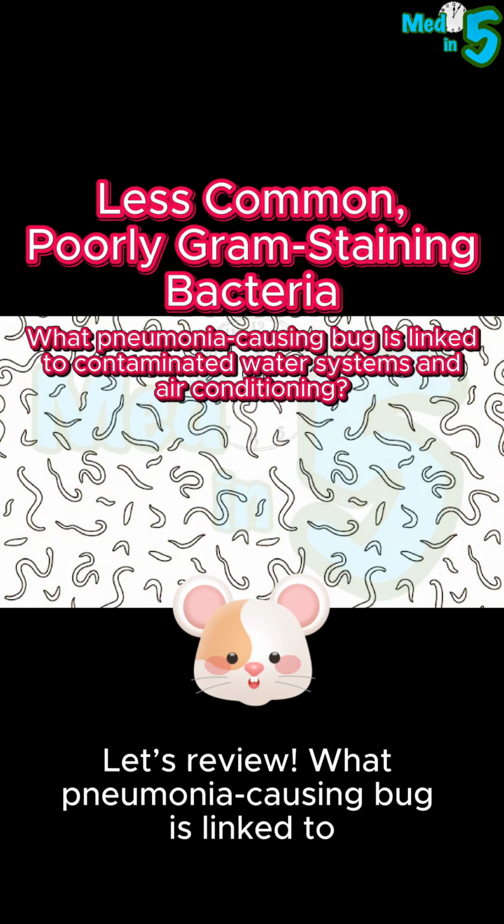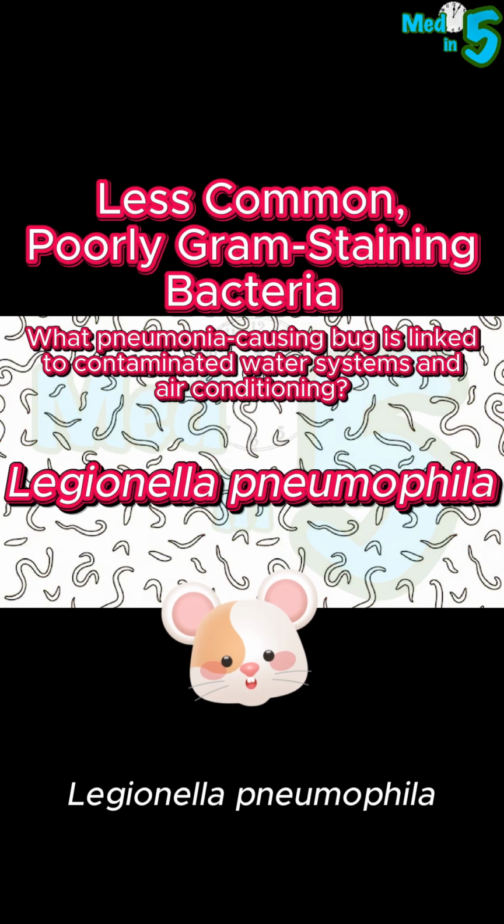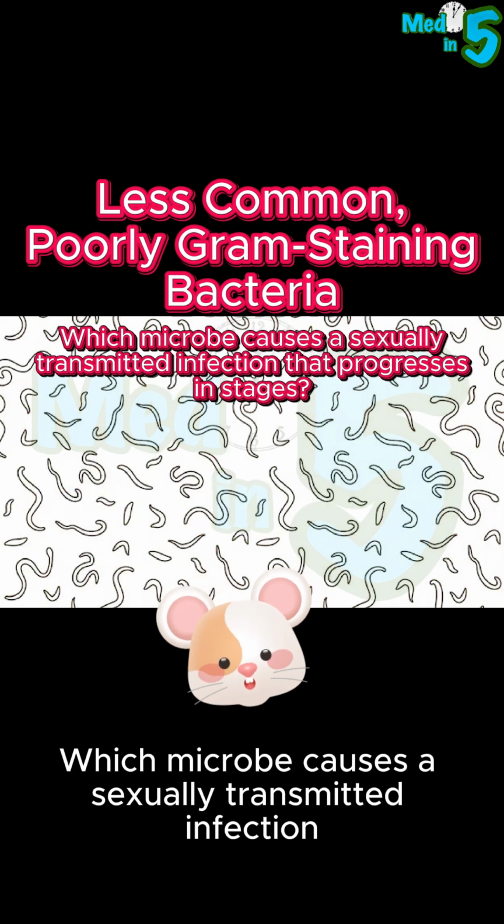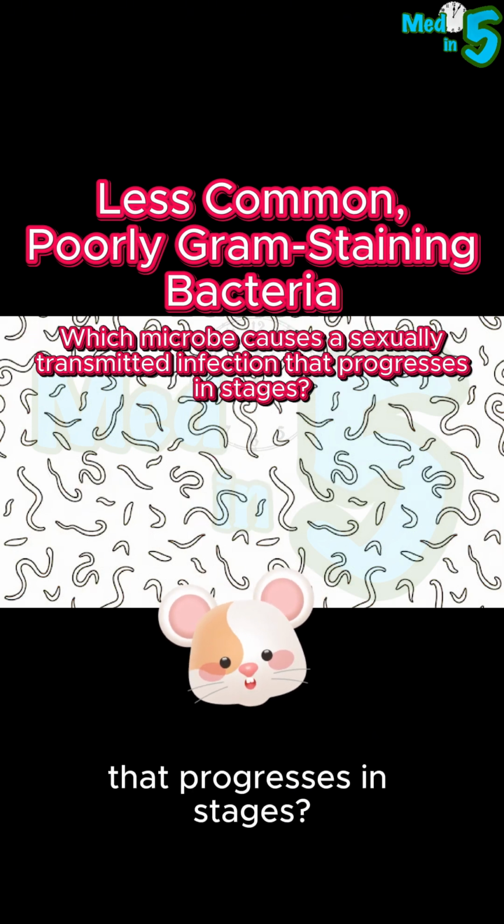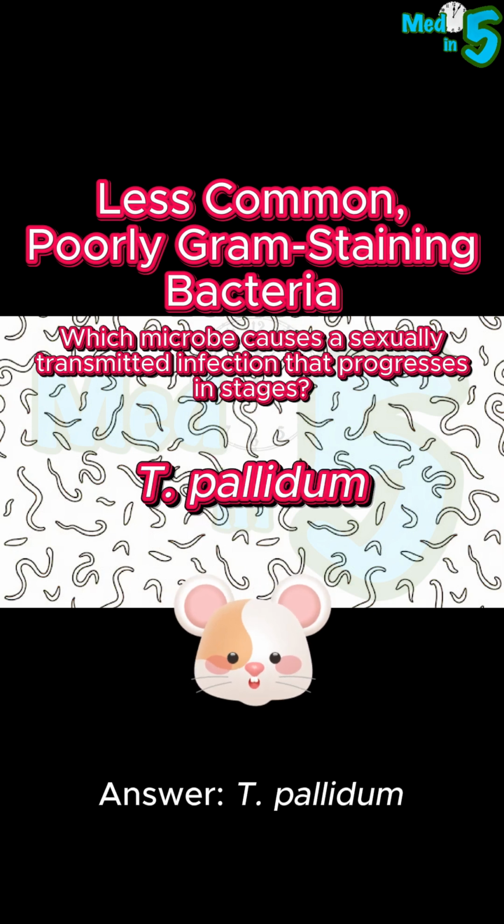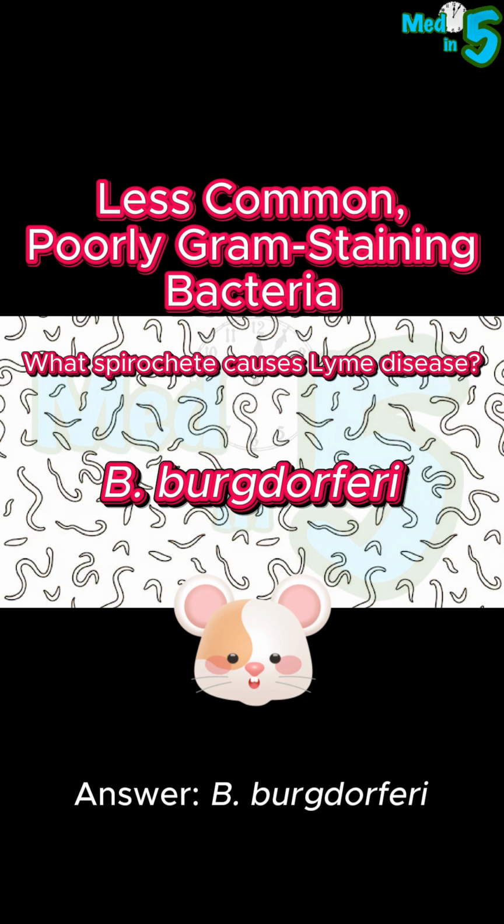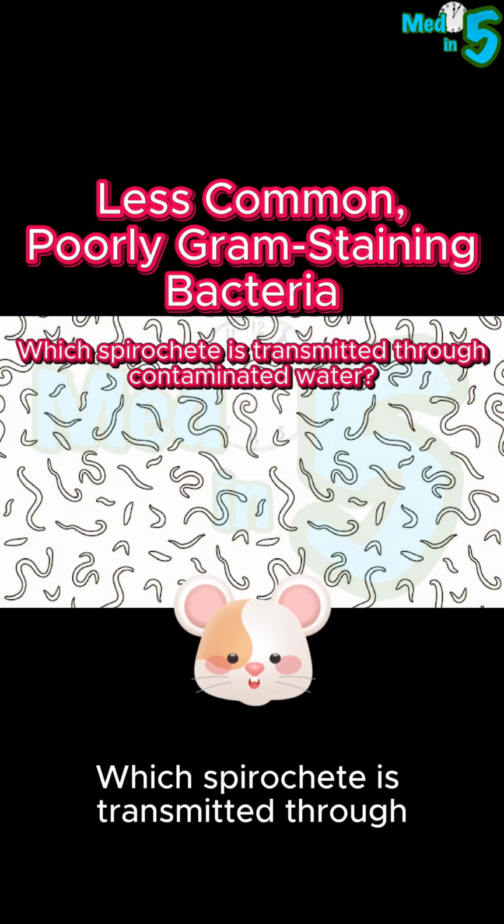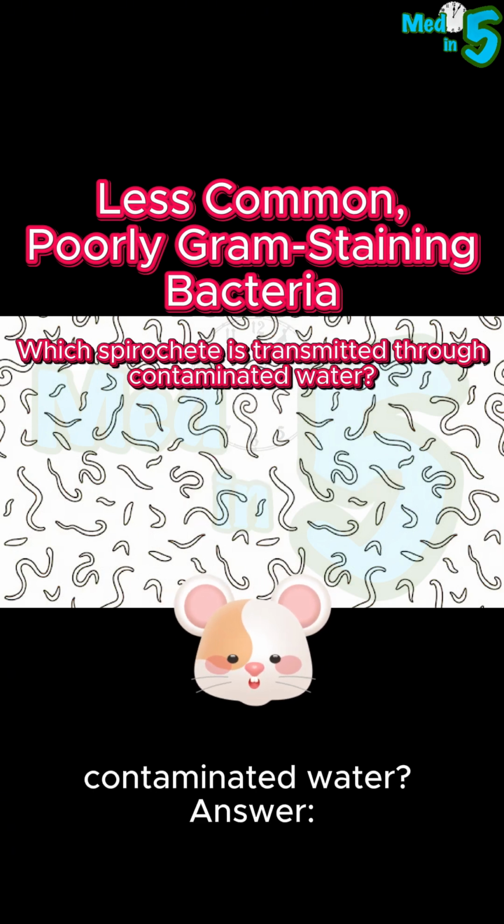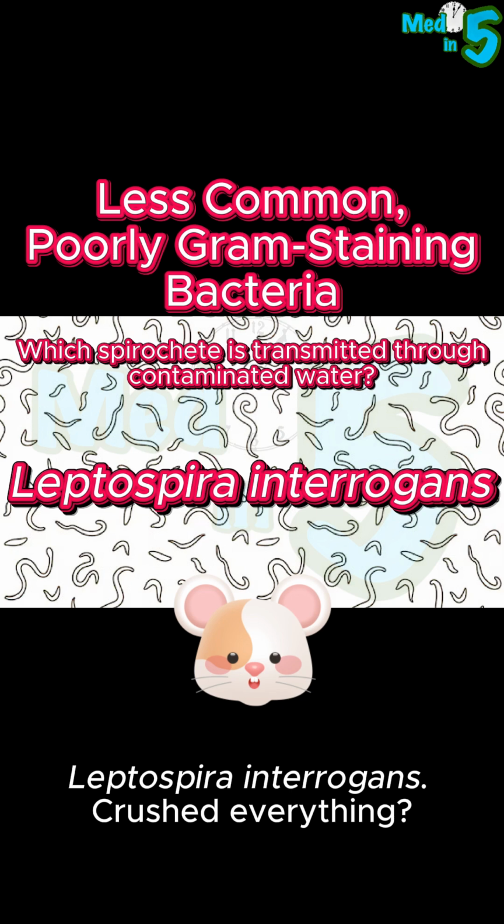Let's review. What pneumonia-causing bug is linked to air conditioning? Answer: Legionella pneumophila. Which microbe causes a sexually transmitted infection that progresses in stages? Answer: T. pallidum. What spirochete causes Lyme disease? Answer: B. burgdorferi. Which spirochete is transmitted through contaminated water? Answer: Leptospira interrogans.